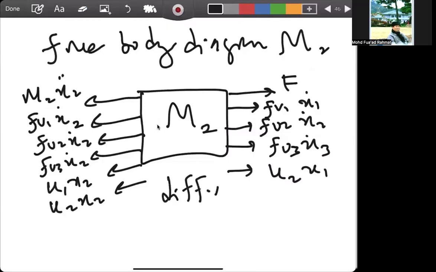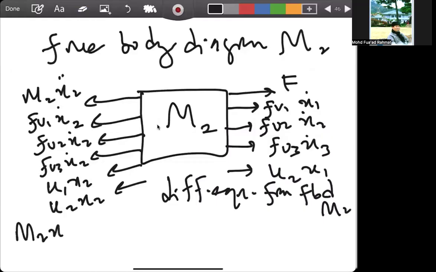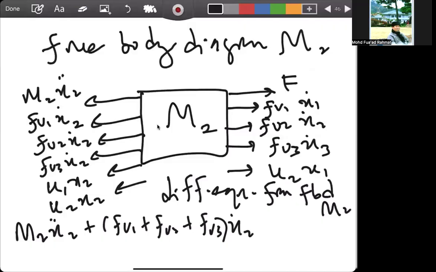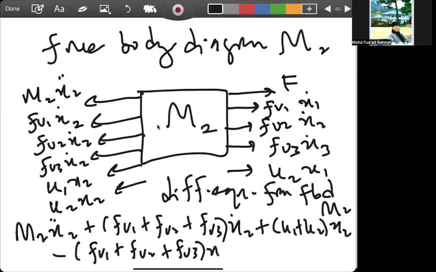So the differential equation from free body diagram M2 will be M2 x2 double dot plus FV1 FV2 FV3 x2 dot, plus K1 K2 x2, minus FV1 FV2 FV3 x1 dot, minus K2 x1, equal to the input force.